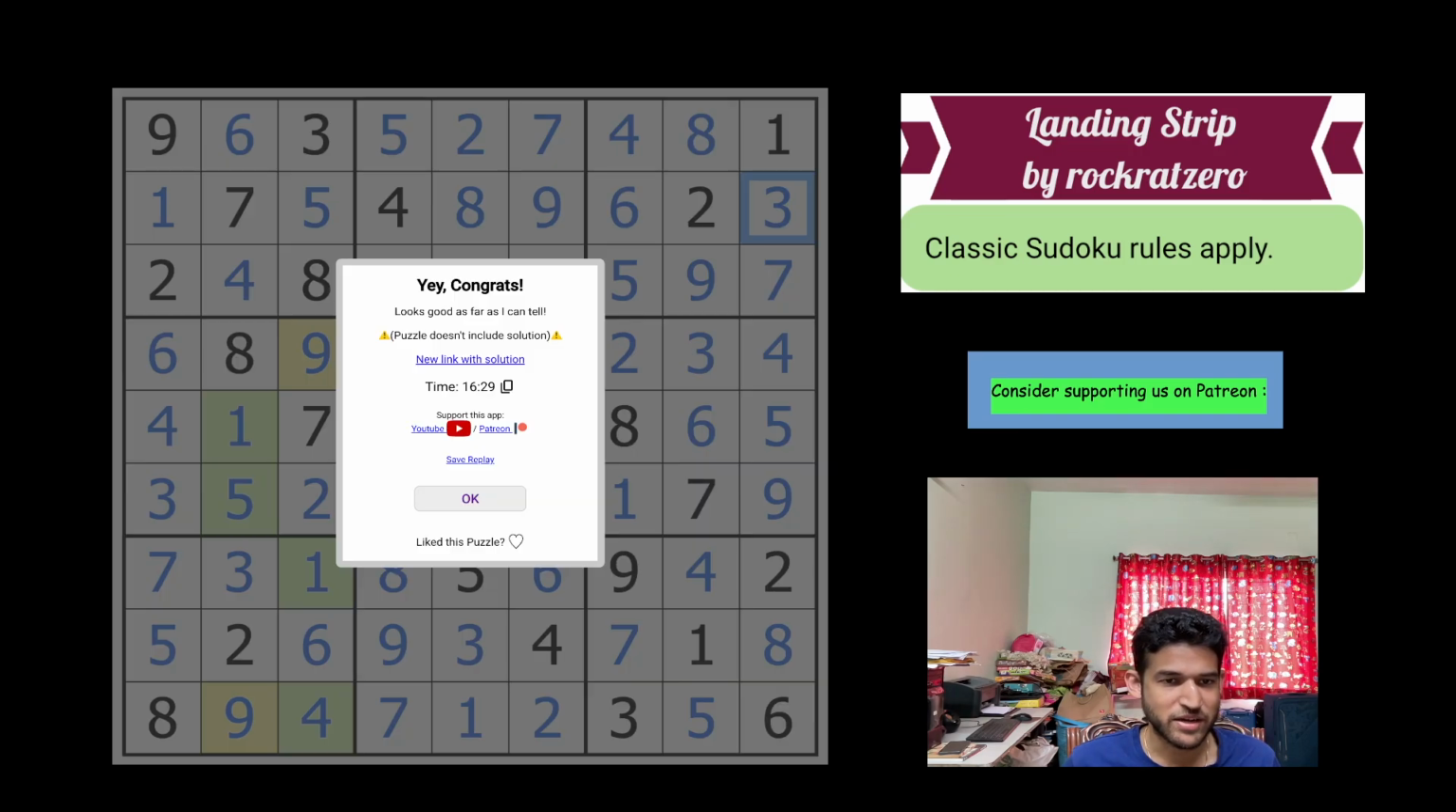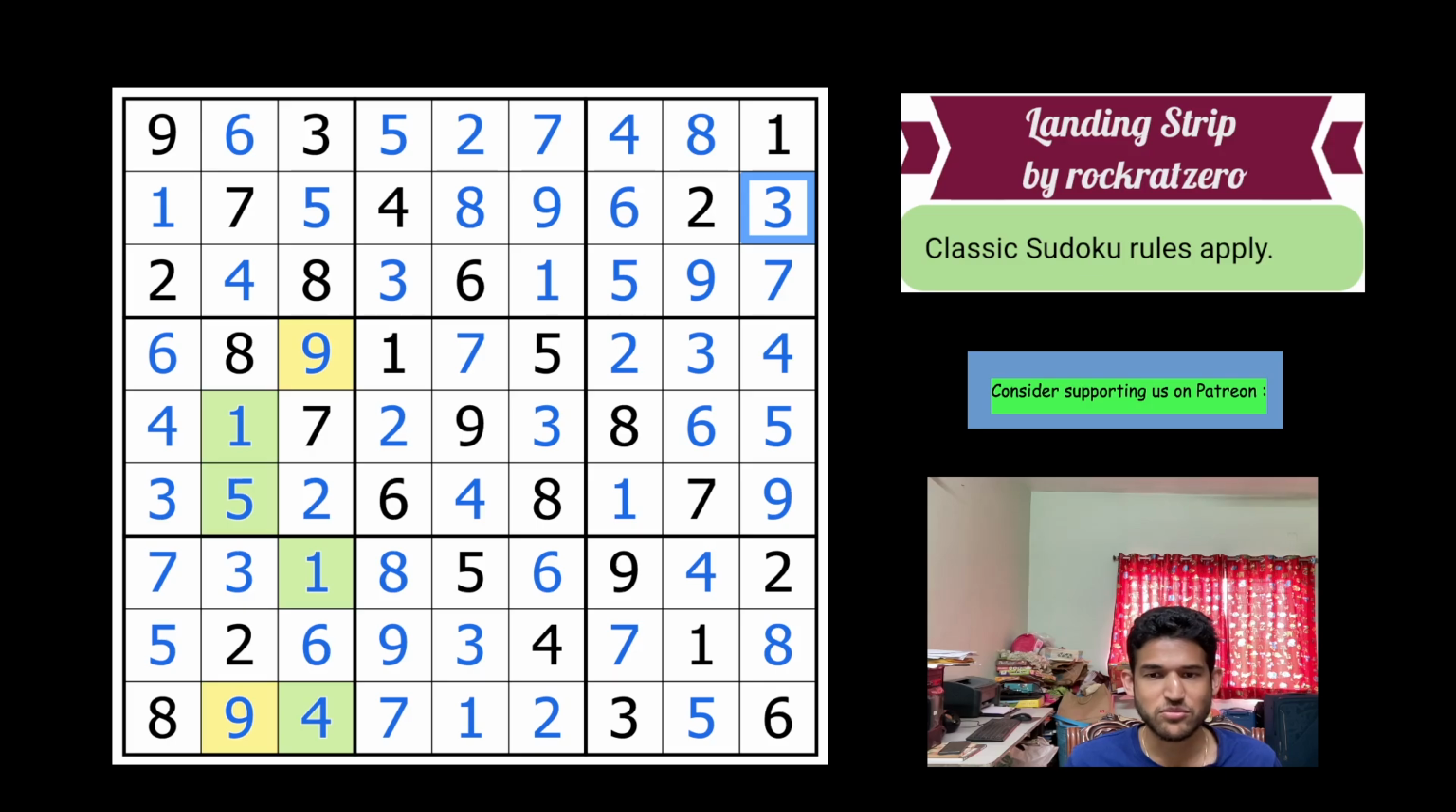And with that, we have completed this wonderful Sudoku by rockratzero. It had a really clean solve until the end when one had to find this Y wing. But all in all, this is a really wonderful Sudoku, and I enjoyed solving this.